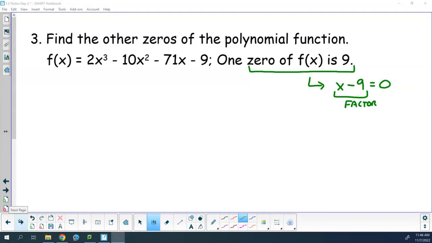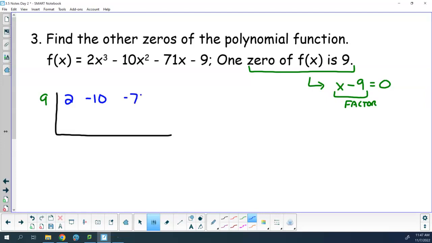I got this. So because 9 is a 0, that means x minus 9 is the factor, which means that 9 goes out in front there because zeros go on the outside. Coefficients go on the inside. 2, negative 10, negative 71, and negative 9. The telltale sign, dropping a big hint here for you, is if you don't get 0 down here at the end, then you've done something wrong. Because if it's a factor, you've got to end with 0 down here in synthetic division, because that's your remainder spot.